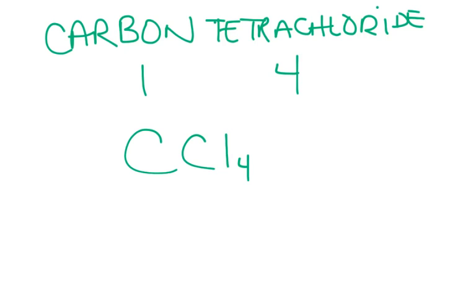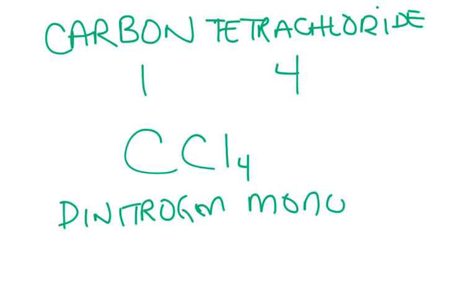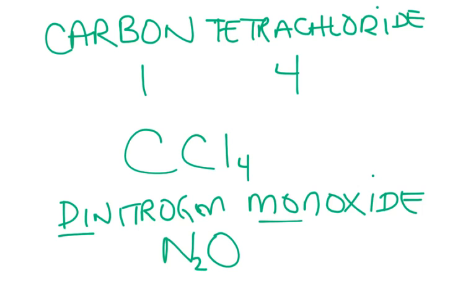Bam. That's it. If I give you dinitrogen monoxide, or monooxide, same thing, we just eliminate the double vowels. There's nitrogen and oxygen, and it's dinitrogen, so there's 2 of those. Monoxide, there's 1 of those. The formula is N2O. Seriously, that is all you're doing.